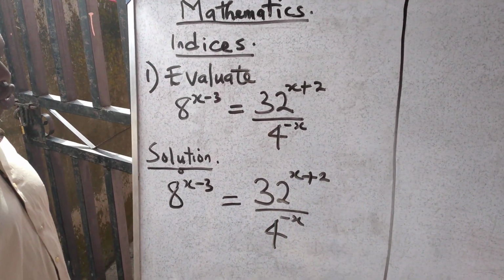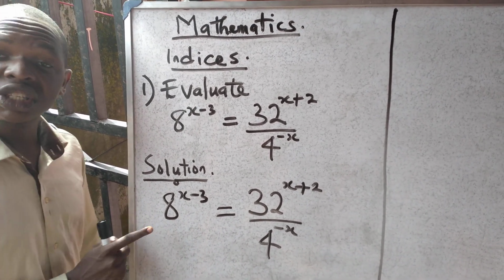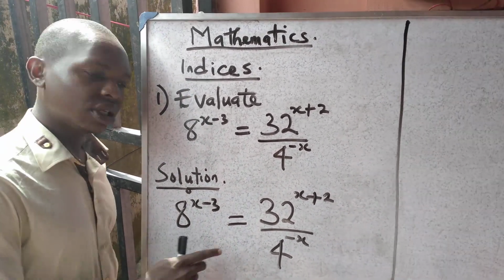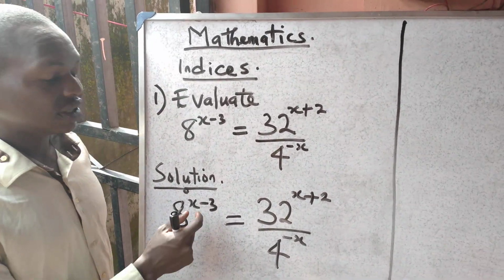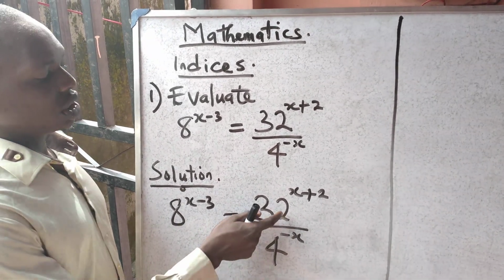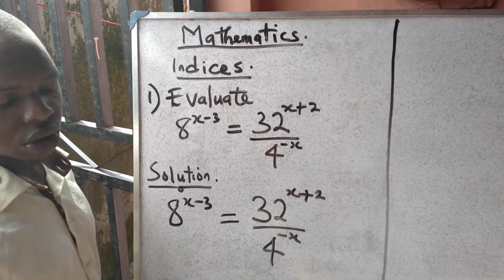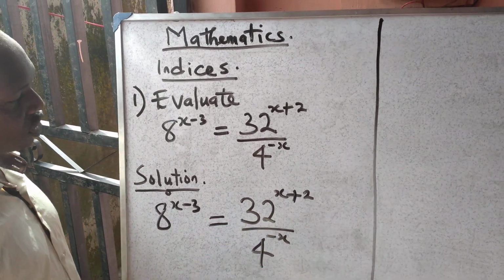Okay? Now, you are going to express each of them in index form. Express these bases in index form. The bases are 32 and 4. Of course, this is the initial power they have. 8 has a power x minus 3. 32 has a power x plus 2. And 4 has a power minus x. Expressing each of them in index form.